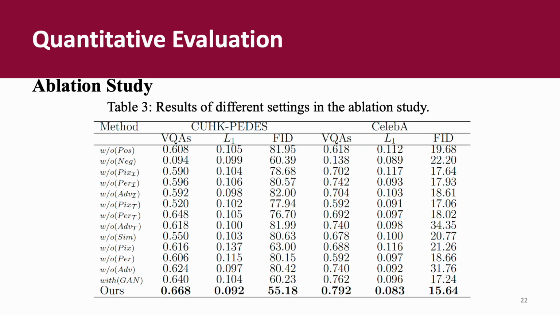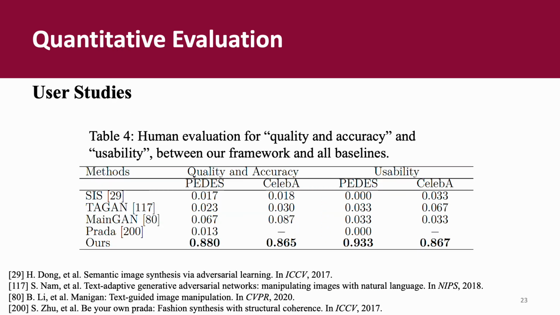And we do the ablation study to show the effectiveness of each loss term in our framework. In the user study, we first show participants a set of manipulation results and require them to choose the one with the highest quality and accuracy. And in the second user study, we show each participant the manipulation process and the function of different methods, and ask them to choose the best one that satisfies their preference.